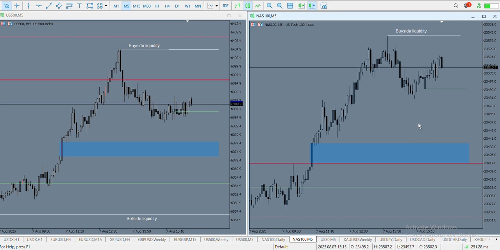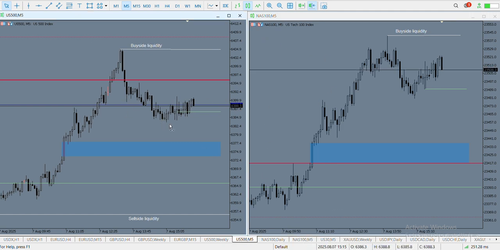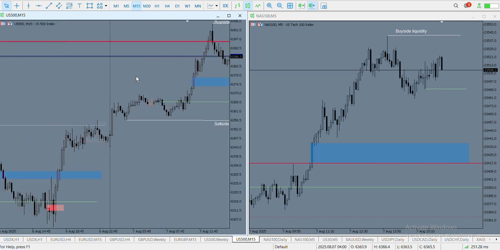$23,510 in NAS 100, 6,388.5 US 500. Well, let's go back to a 15-minute chart and try to look at what we've talked about. 15-minute chart for NAS 100.